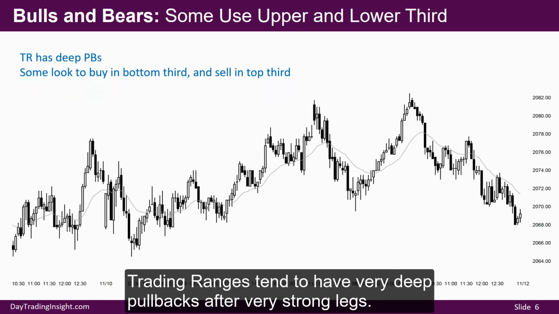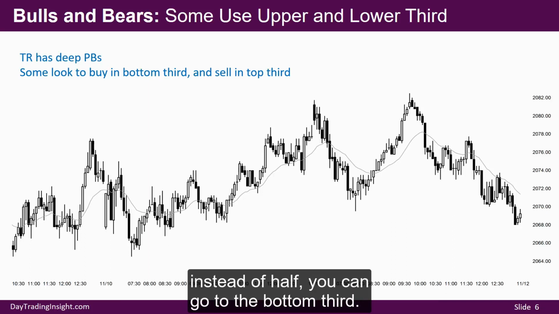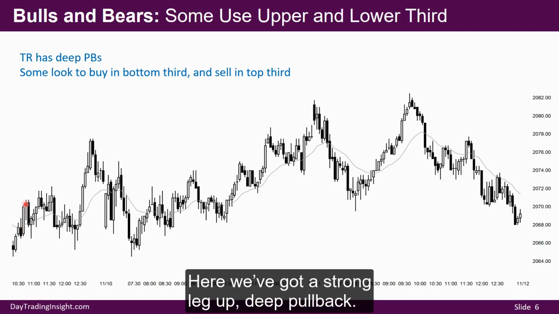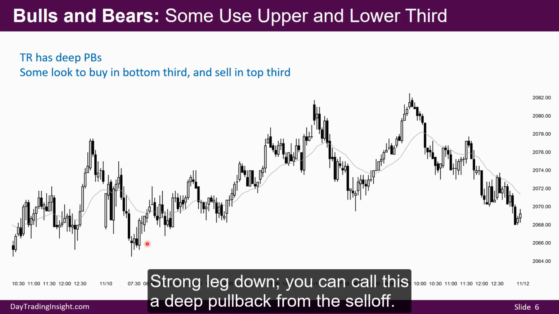Trading ranges tend to have very deep pullbacks after very strong legs. You should be looking to buy in the bottom third. Instead of half, you can go to the bottom third. So here we got a strong leg up, deep pullback. Pretty good rally, deep pullback. Strong leg up, deep pullback. Strong leg down. You can call this a deep pullback from this sell-off.